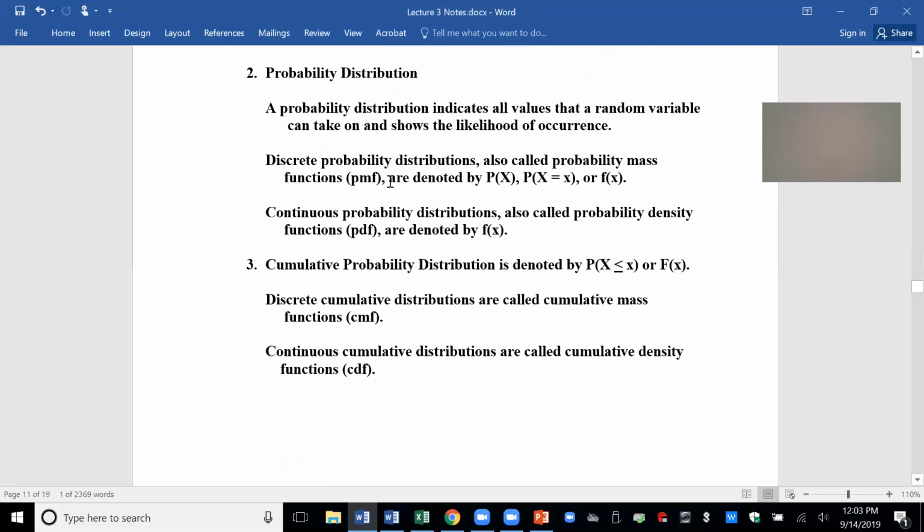We saw that random variables have probability distributions. Only random variables have probability distributions. We list the values that can happen and show the probability or likelihood of occurrence. If it's a discrete probability distribution, it's sometimes called a probability mass function. And if it's a continuous probability distribution, it's sometimes called a probability density function. We have something called the cumulative distribution, and it's the probability of being less than or equal to some value.